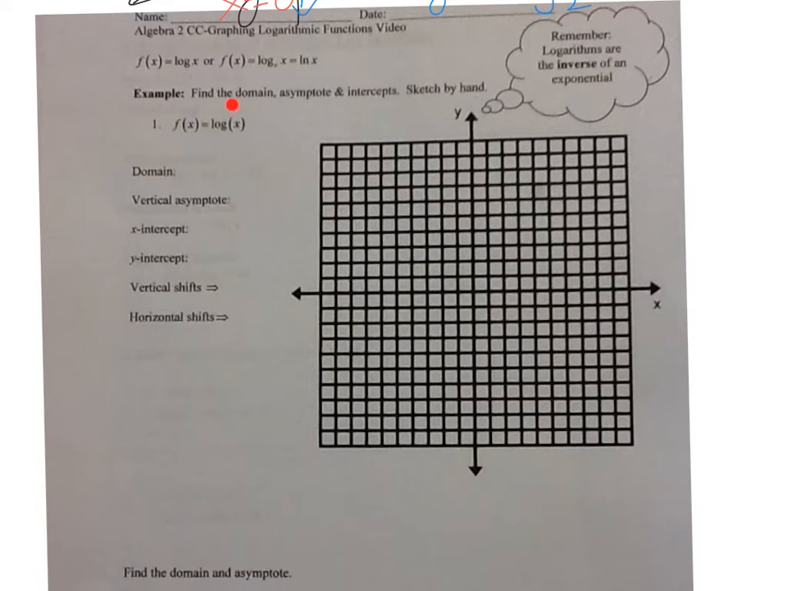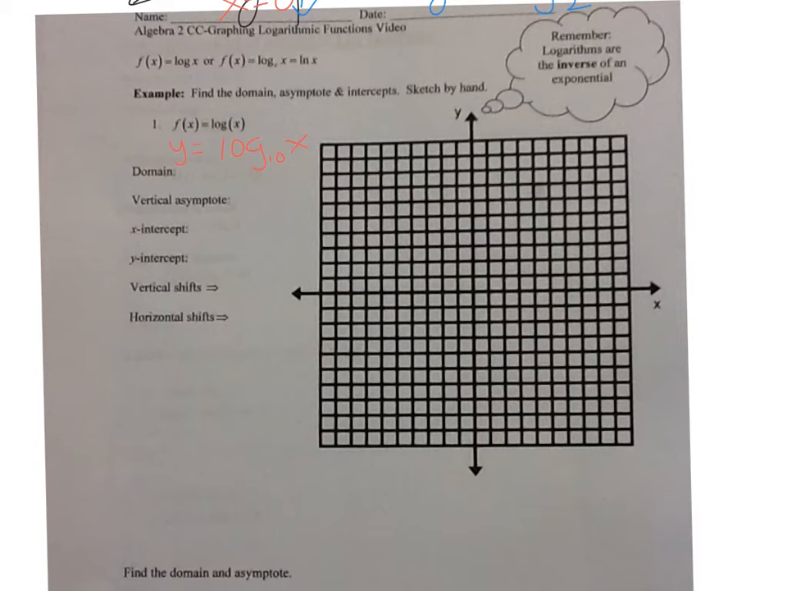We're going to do domain. Domain, remember, is all your x values. We're going to do the asymptote. It's a vertical asymptote, though, not a horizontal asymptote. The intercepts, the x-intercept, y-intercept. And we're going to sketch it. You can use your calculator to sketch it, but I want you to sketch it on the graph too. So we're taking a look at f of x is equal to log x, which is actually base 10. So this is actually y equals log base 10 of x.